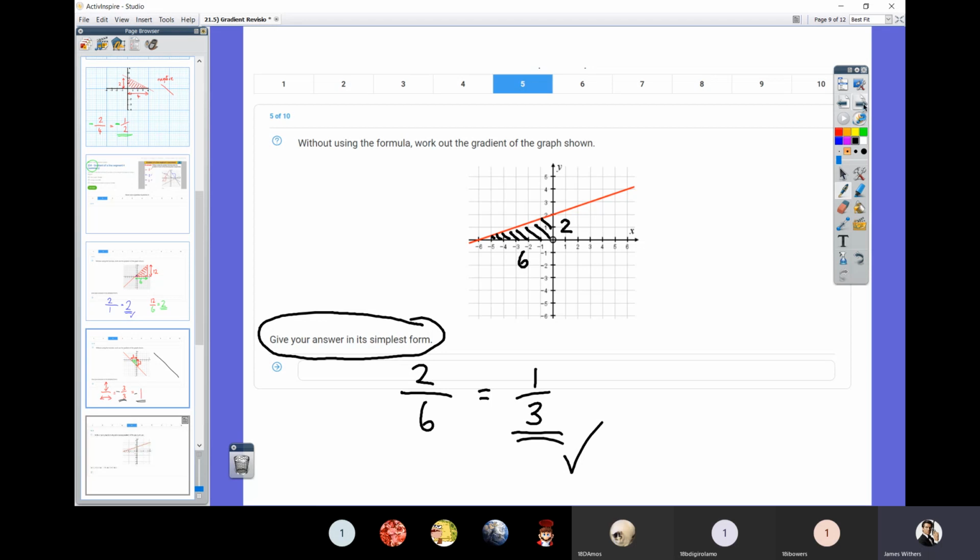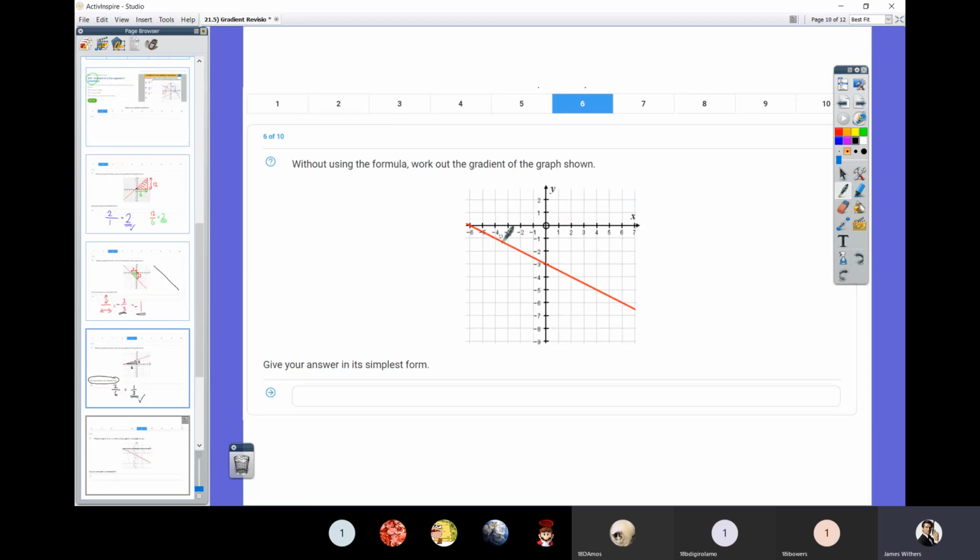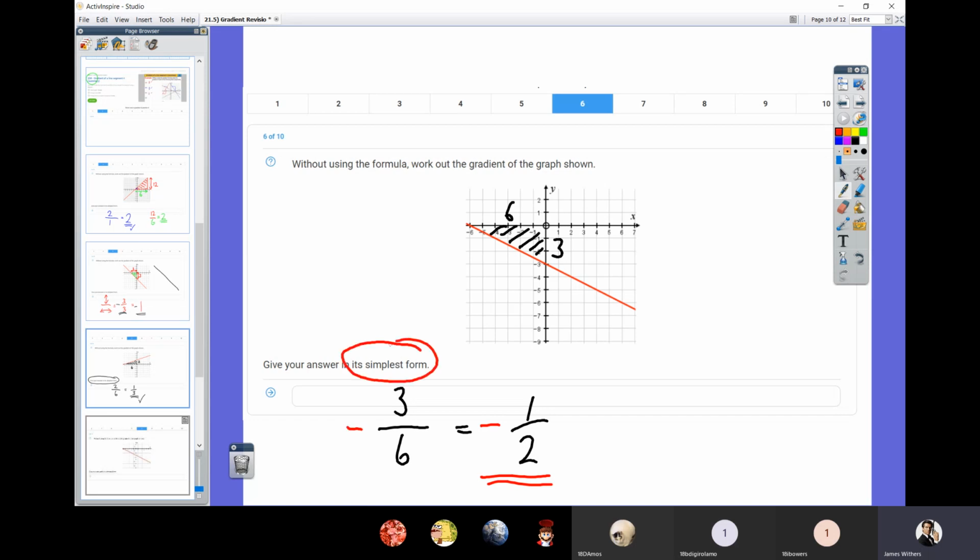Let's have a look at the next one. Okay, I'm going to trap that triangle there. We've got a height of the triangle of 3 squares, a base of the triangle of 6 squares. It doesn't matter that the base is on top, it's still the base. It's got a base of 6. 3 over 6 simplifies to a half, but because it's going downhill, that must be a final answer of -1/2. Simplest form must be -1/2. It is going downhill. It is not going uphill.